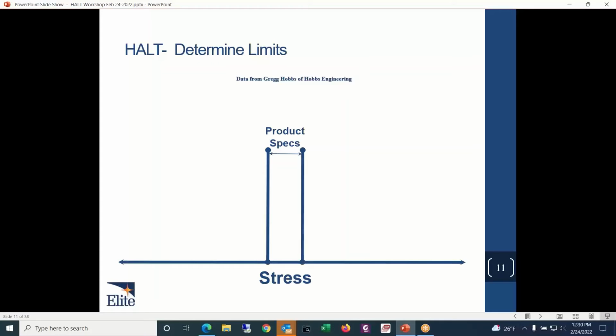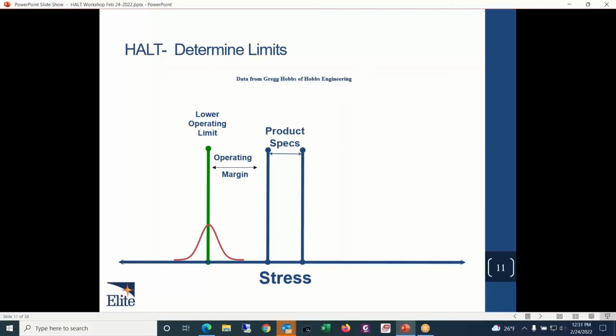So again, the purpose of HALT is not only to identify latent defects, lurking problems in the product, but also to identify what your operating limits are, your product spec. So the best place to start is, what are your product specifications? What do you identify as the temperature extremes? Maybe you've got a voltage limit for your product. What are those specs? And then using HALT to find what those margins are.